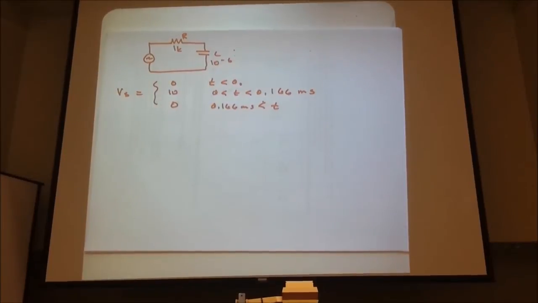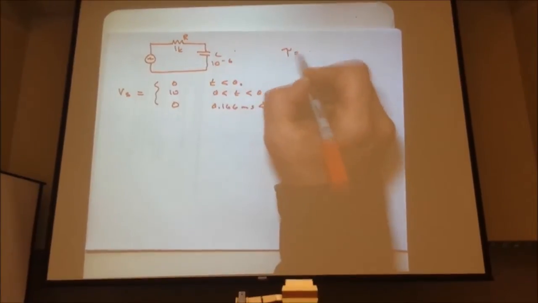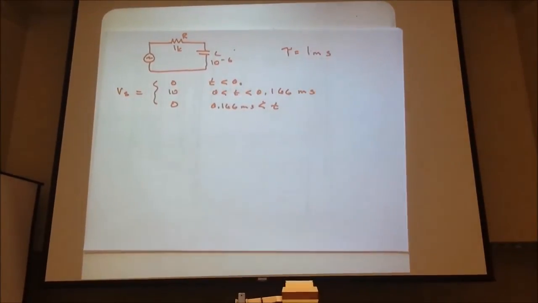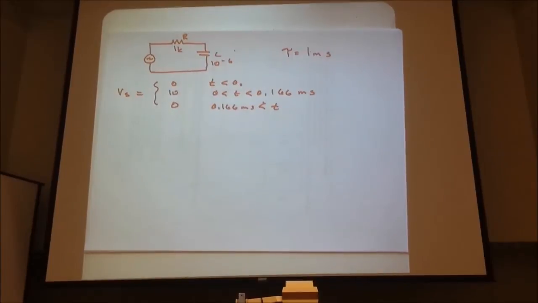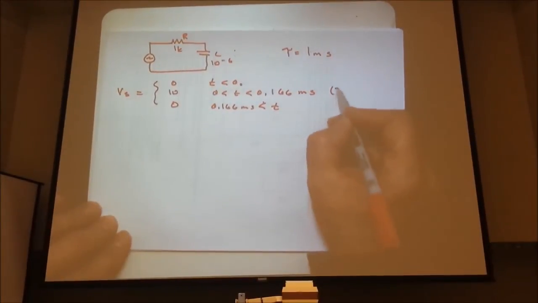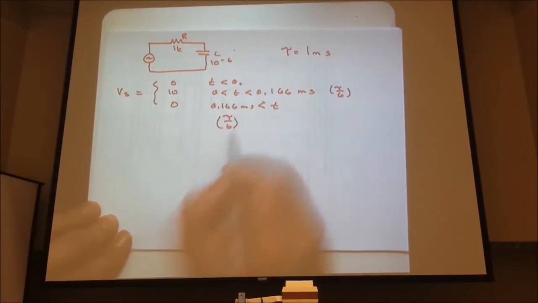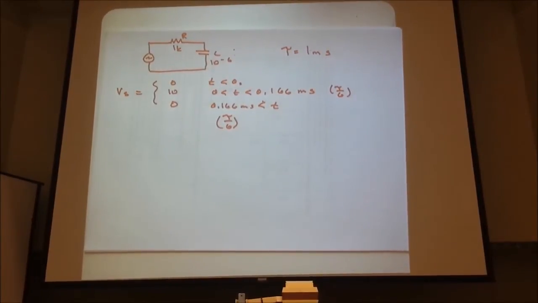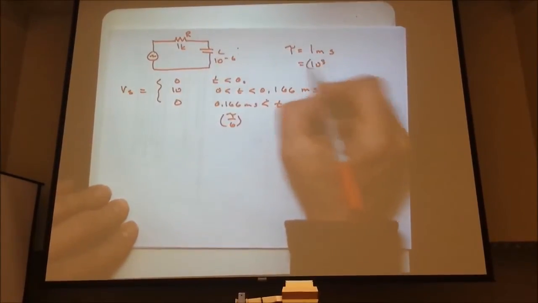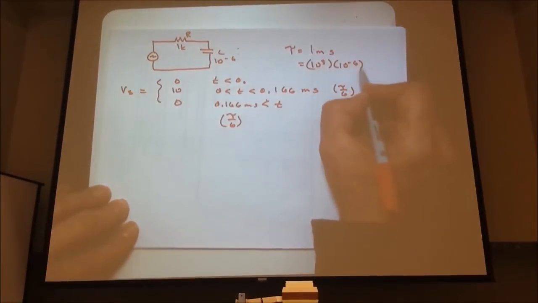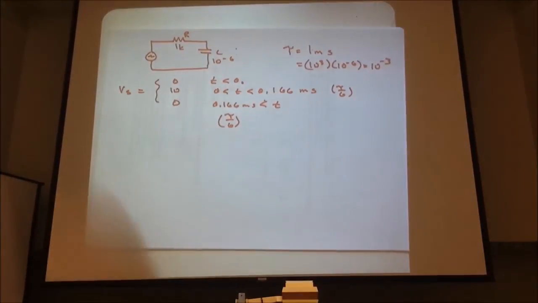And I picked those numbers because they represent tau over 6. Tau equals 1 millisecond, 1K times 10 to the 6. And so this is tau over 6, and this is tau over 6. Right? This is 10 to the 3 times 10 to the minus 6, 10 to the minus 3, which is 1 millisecond.